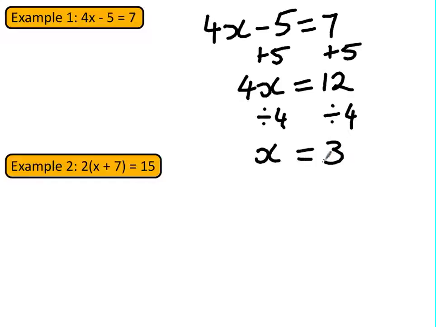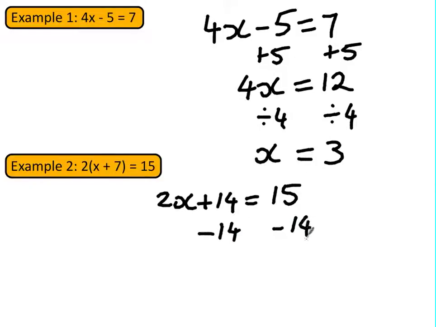In example 2, we've got some brackets to deal with, so we'll start by multiplying those out. We're going to have 2x plus 14 on the left is equal to the 15 on the right. Now we need to subtract 14 from both sides, and that will reveal to us that 2x is equal to 1, and then we just divide both sides by 2. x is equal to a half, or 0.5, and we are finished.